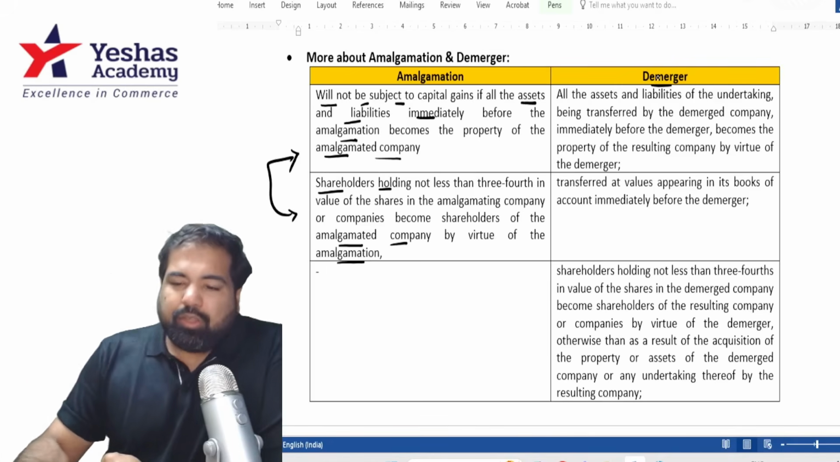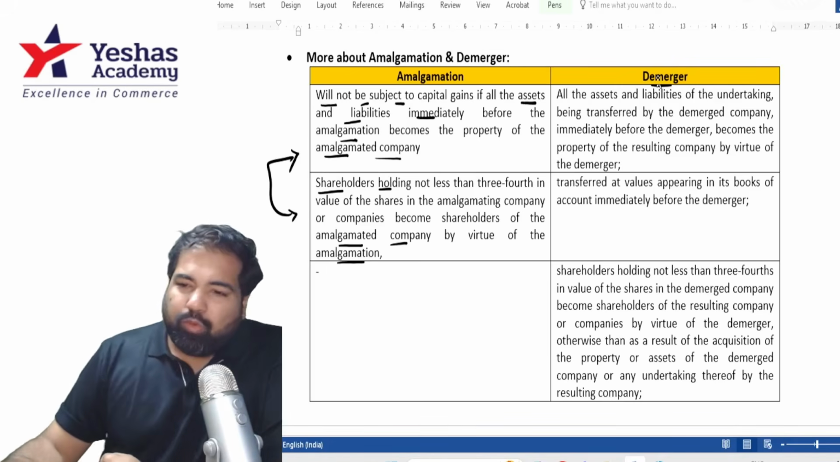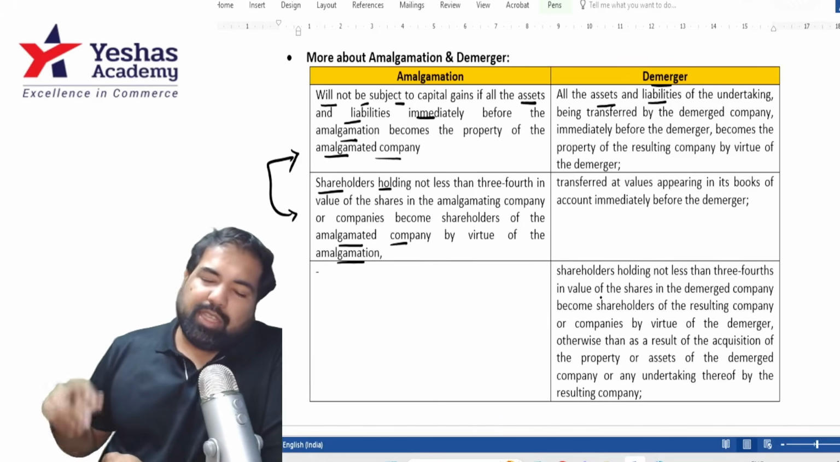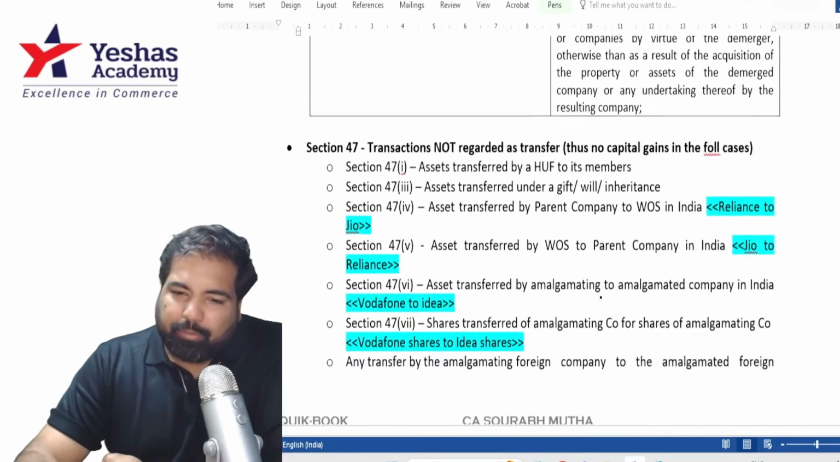Same thing happens for demerger. If you demerge one unit and transfer it, there are no capital gains, again if all the assets and liabilities are transferred, and shareholders holding not less than 3/4 in value of the shares continue as shareholders in the next company.